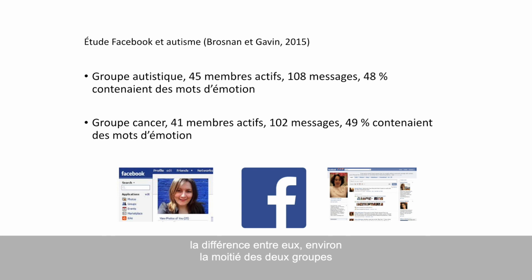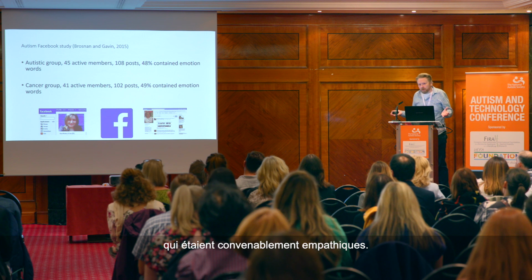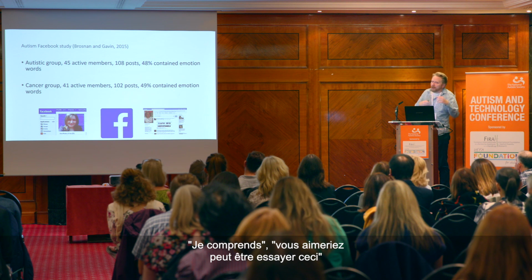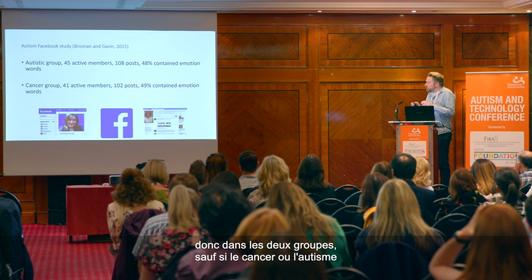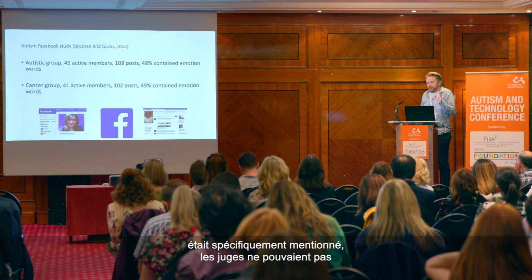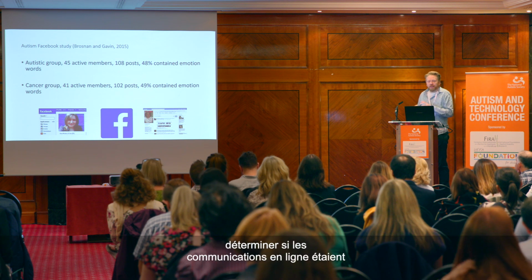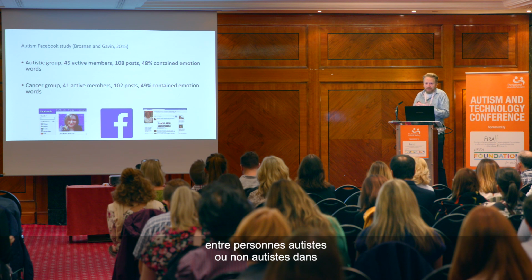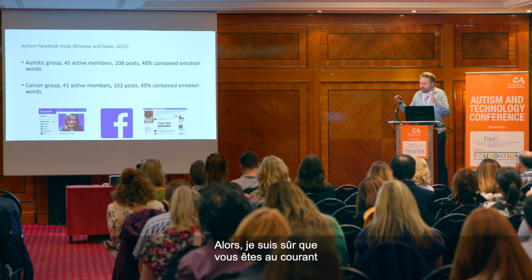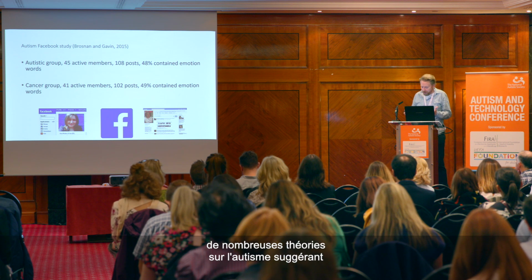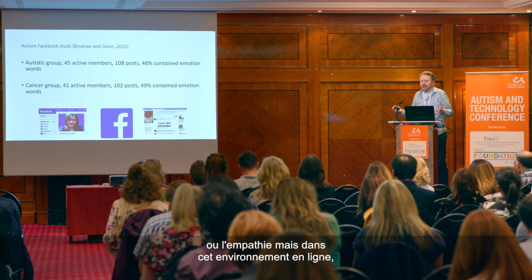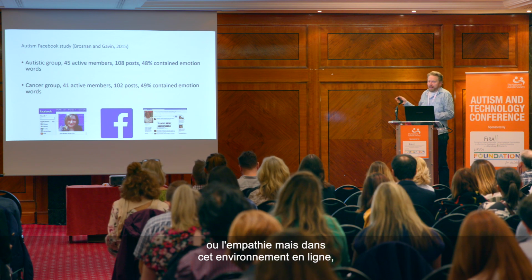About half of both groups contained emotionally laden words, and were comparably, appropriately empathic. "I know what that's like, you might like to try this." So within both groups, unless cancer or autism was specifically mentioned, the judges couldn't tell whether the online communications were between autistic people or non-autistic people. As I'm sure you're aware, many theories of autism suggest there are emotion processing deficits or deficits in empathy, but in this online environment, they're not to be found.